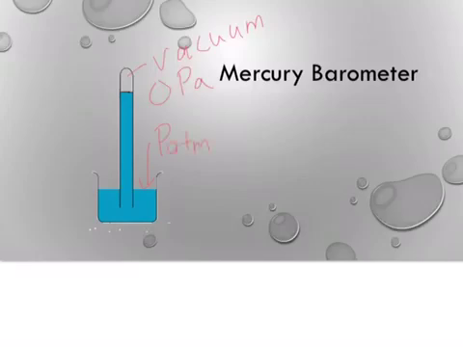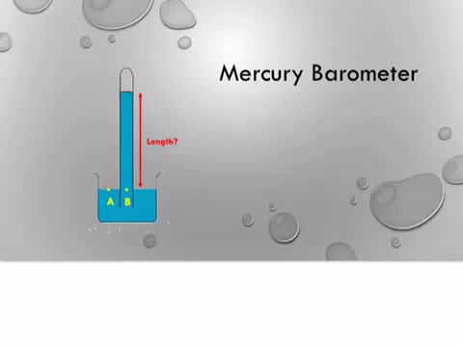The height of the column of mercury level above the surface of the mercury in the dish is measured, and this corresponds to the atmospheric pressure. The atmospheric pressure at sea level is 1.01 times 10 to the power 5 Pascal. What is the length of mercury column that the atmospheric pressure can support? Can you try this?